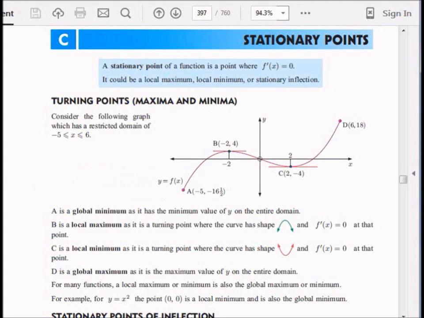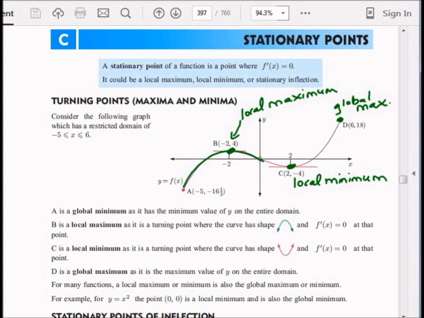Taking a look at this section in the textbook, we have a good diagram here. We can say that this point B is a local maximum. It's not the highest point on the entire graph. The highest point on the entire graph is here, so this would be the global maximum. This is our local minimum. Again, it's not the lowest point on the graph. This is the lowest point on the graph, so this is the global minimum.